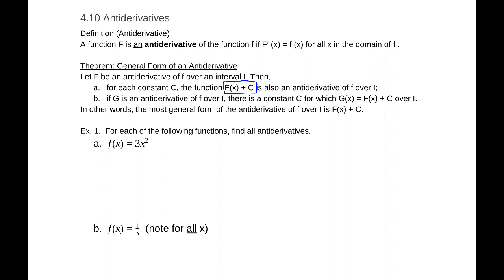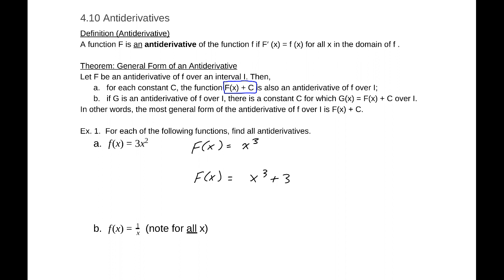For each of the following functions, find all antiderivatives. Well, the function that I could take the derivative of to get 3x squared would be x cubed. Go ahead and take the derivative of that. That's 3x to the 3 minus 1, or 2. Okay, well, that's one example. What about x cubed plus 3? The derivative of that is 3x squared as well.